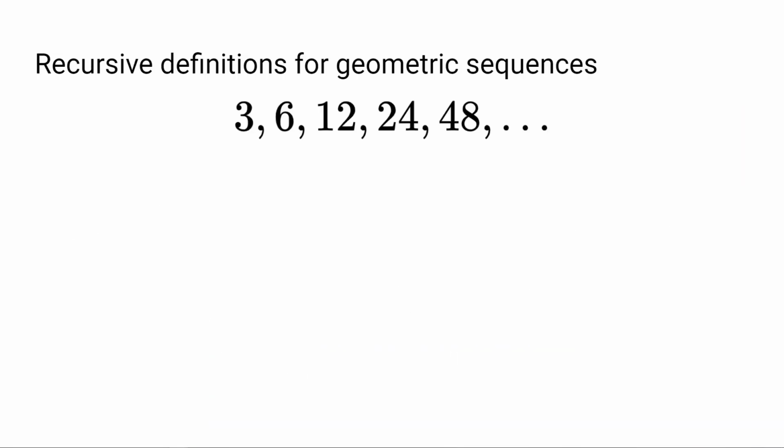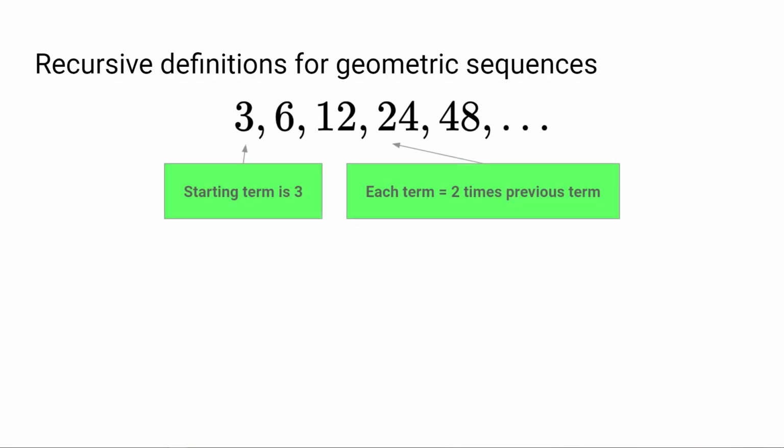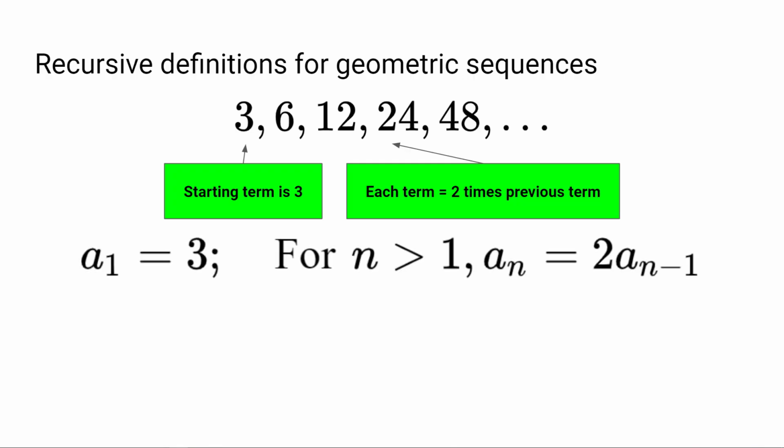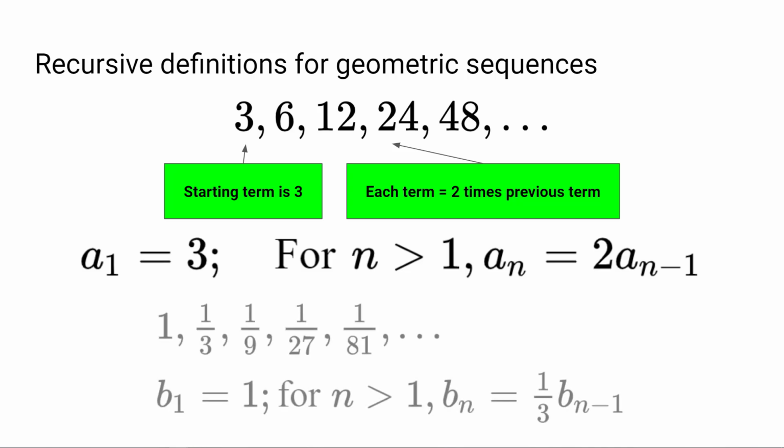Look at our first example. Recursively, we just note again that each term is twice the one before it, so the recurrence relation should be a sub n equals 2 times a sub n minus 1, as long as n is bigger than 1. And for the initial condition, just look at the first term of the sequence to see that it's a1 equals 3. Likewise, the second sequence would have an initial condition b1 equals 1, and for n bigger than 1, we'd have b sub n equals 1/3 times b sub n minus 1.